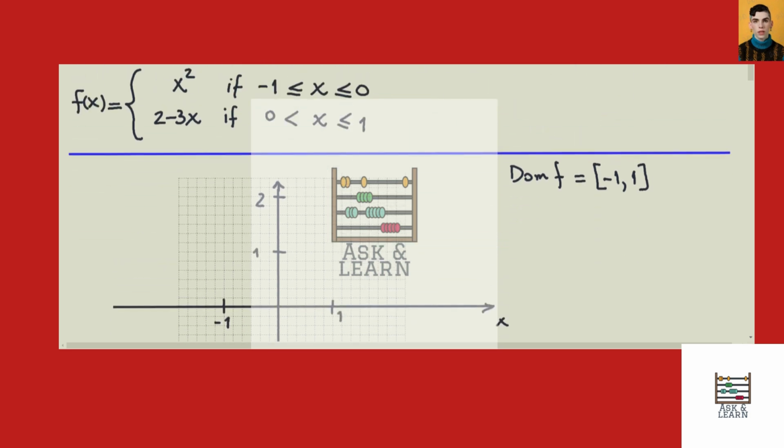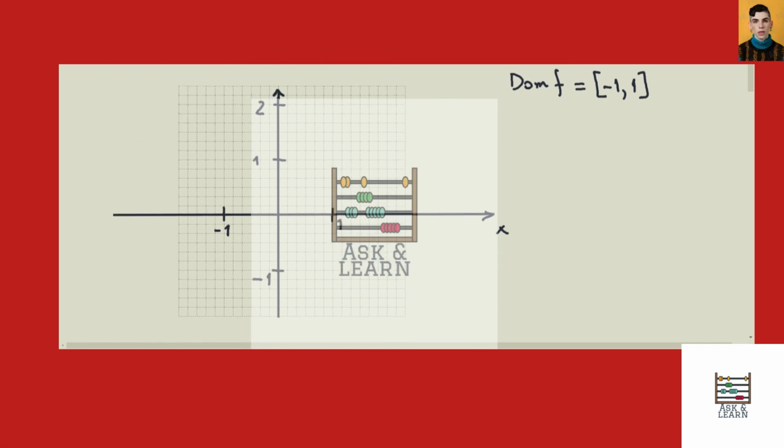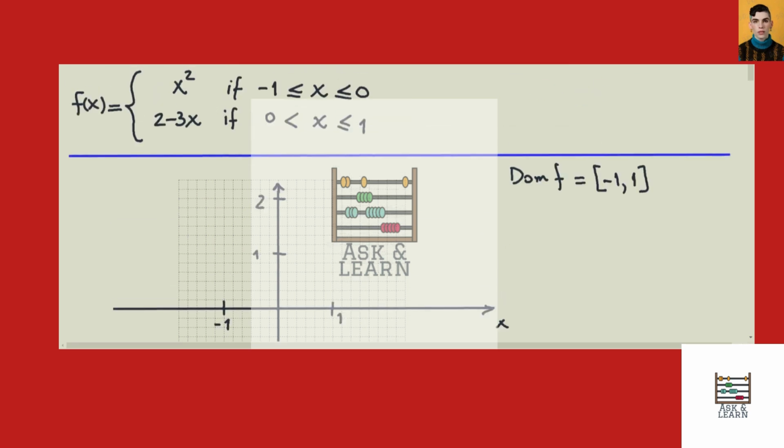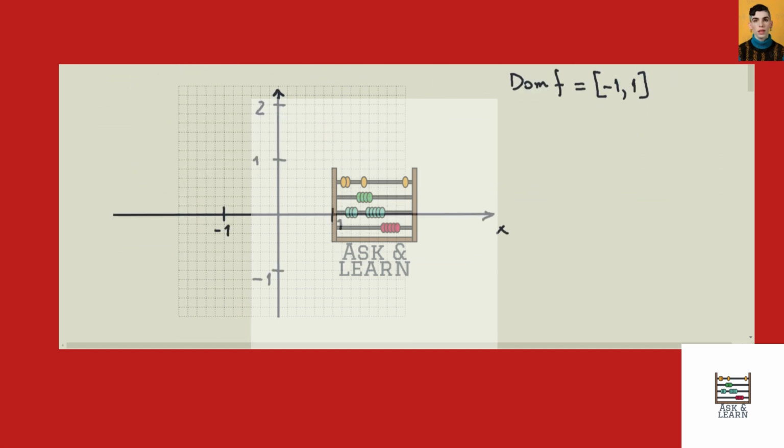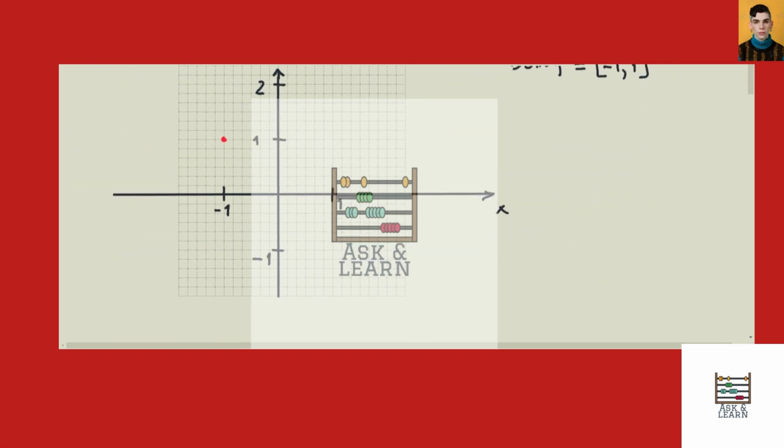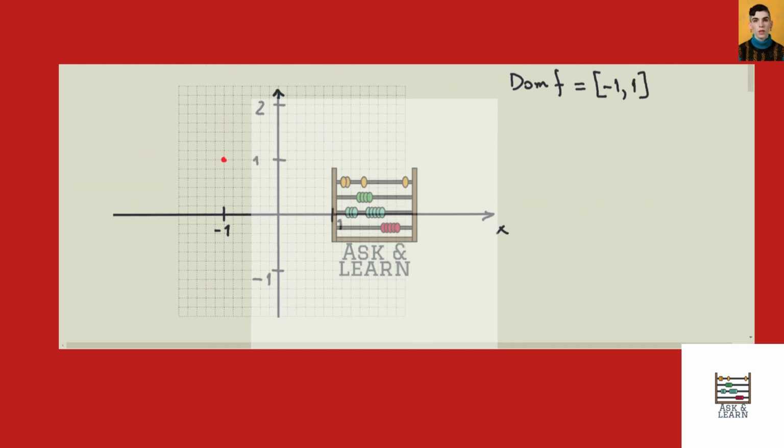So the domain of this function, as we see here, is the closed interval -1, 1. And we have two parts, so we have to draw each part of the function. The first part is a parabola x squared, but between -1 and 0, including -1 and including 0. So we have this coordinate system here. At -1, x squared is 1, so we get this point on the parabola. It's included in the graph. And at 0, x squared is equal to 0. So we have this point here.